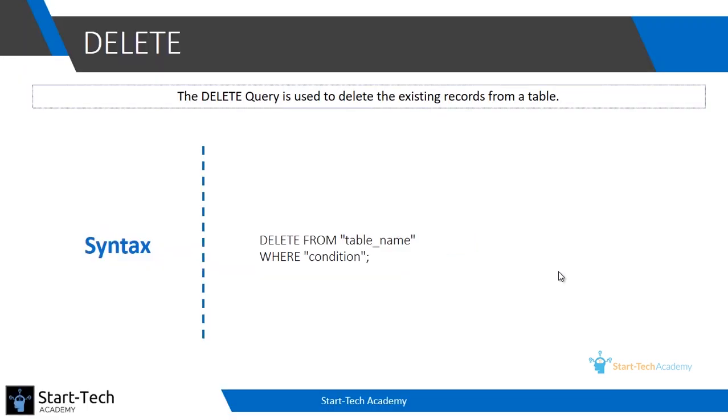Now let us see how to delete one or more rows from a table. To delete rows, delete query is used. The syntax of delete query is delete from, mention the table name, and then give the condition for the rows to be deleted. Condition will be given again using the where clause. Let us see some examples.